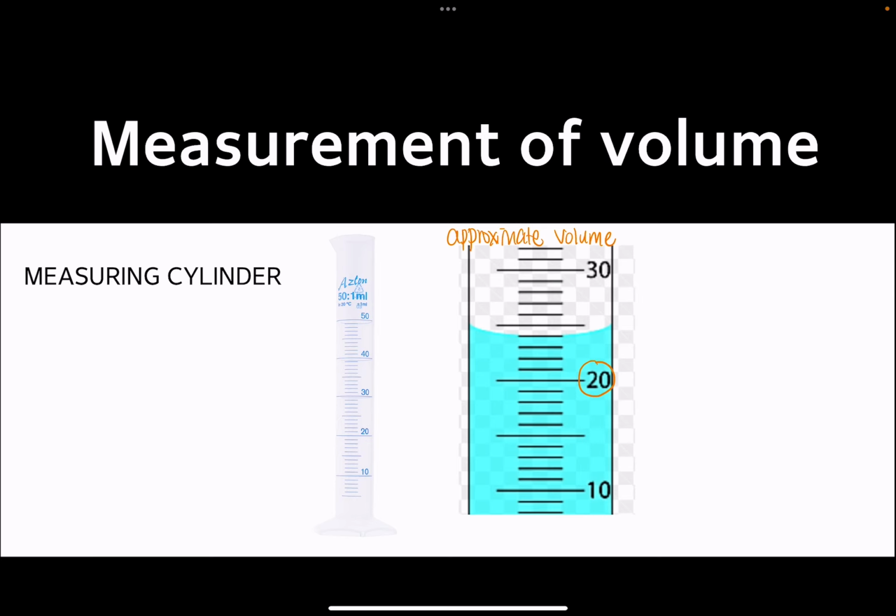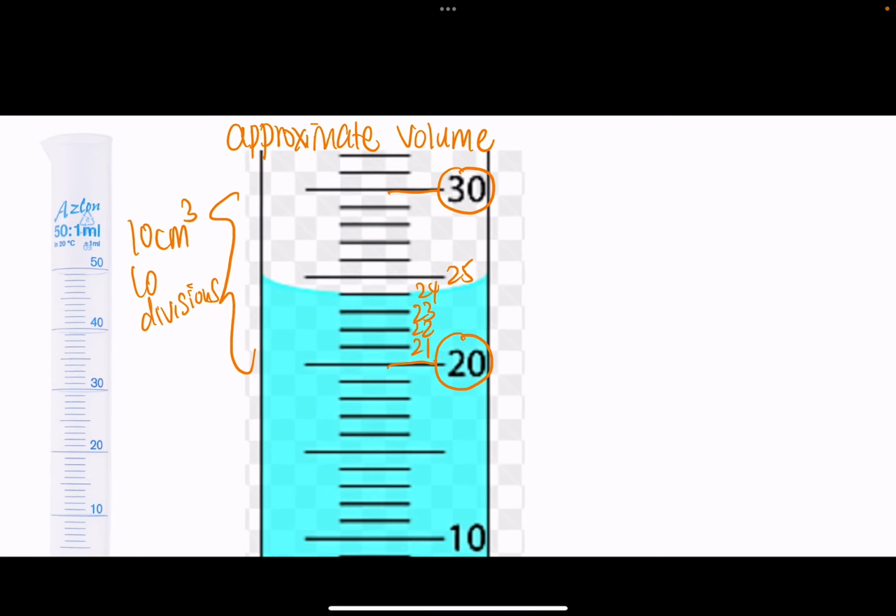So you can see this value is 20, this is 30. In between, once again, there are 10 divisions, and that is a total of 10 cm cube. So once again, every division means 1 cm cube. So this is 21, 22, 23, 24, 25 over here. So if I want to read off this value, let me enlarge it.